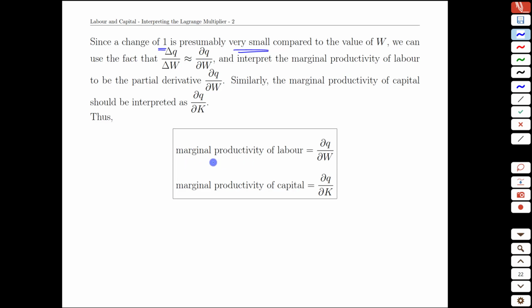What this means is we can translate that marginal productivity of labor, or the increase in production from one more unit of workers, into a mathematical concept. That concept can be captured by the partial derivative of quantity or production with respect to workers. And in exactly the same way, the marginal productivity of capital, what we get from one more unit of capital being added, is the partial derivative of our production with respect to K. So we have a brilliant mathematical formulation of these important economic ideas.